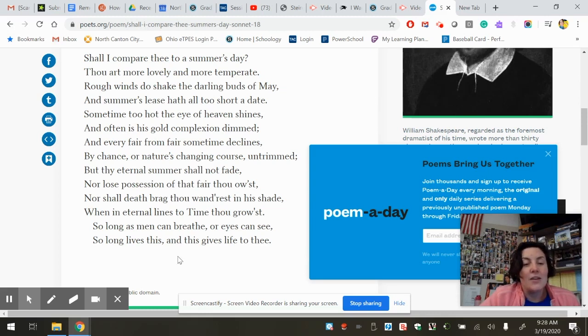And then the last two lines: so long as men can breathe or eyes can see, so long lives this, and this gives life to thee. So because of this poem, as long as people see this poem, as long as human beings are still alive, as long as this poem is still alive, you are still alive and more wonderful than summer ever could be.